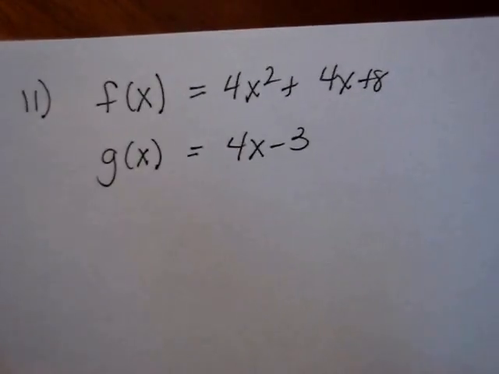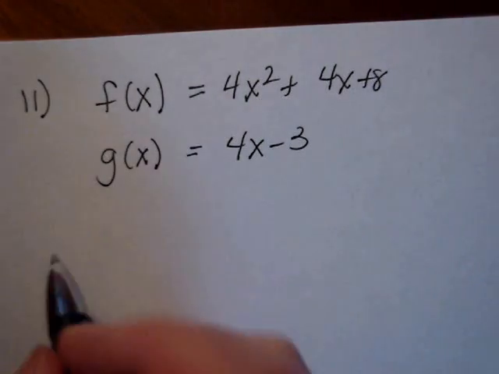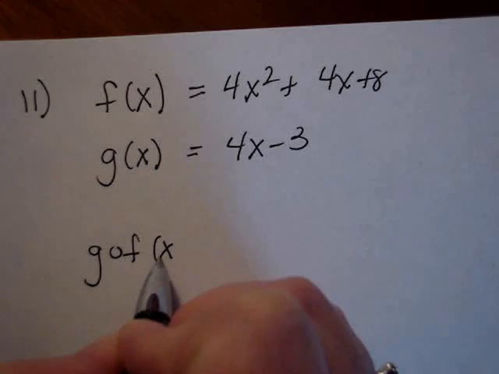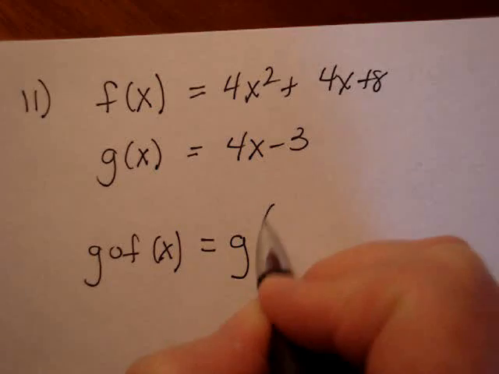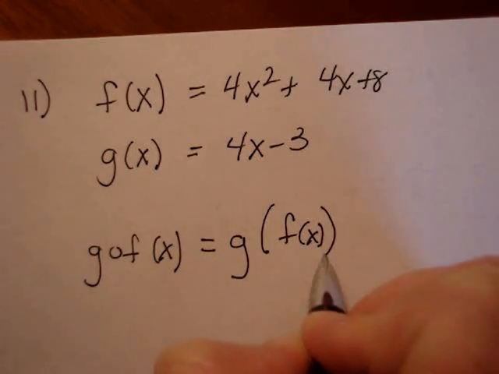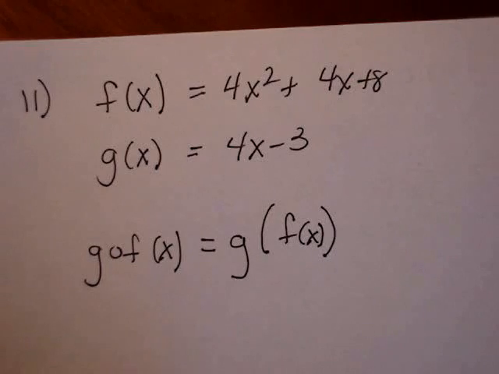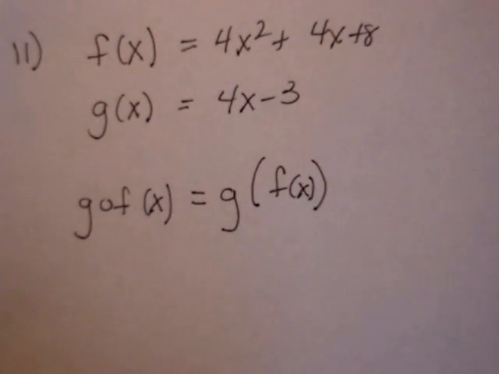I'm going to read this to you as I'm writing it down. f of x is equal to 4x squared plus 4x plus 8. g of x is equal to 4x minus 3. And this time we are asked to find g composed with f of x. That means g is the outside function and f is the inside function. Remember, order matters on composition. Now let's start on the inside and work our way out.